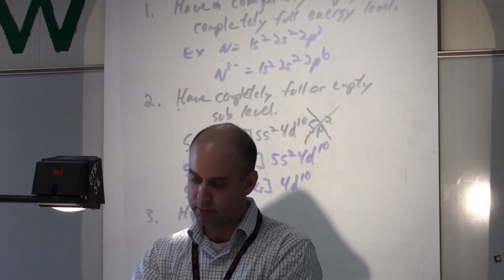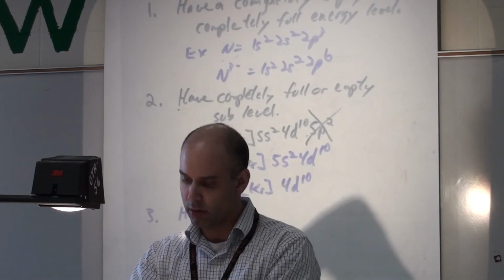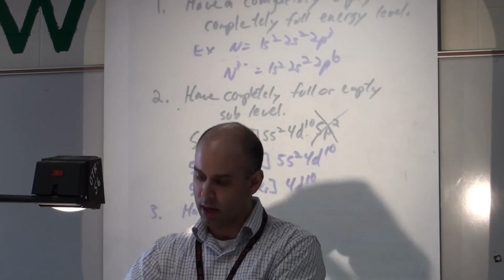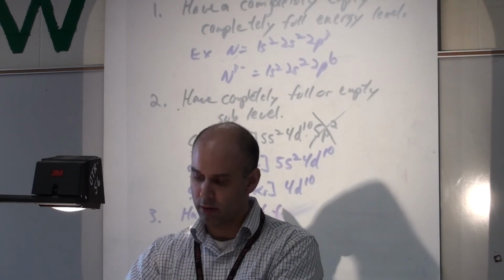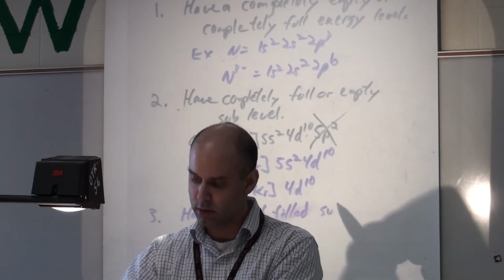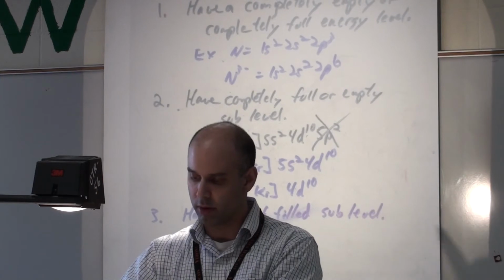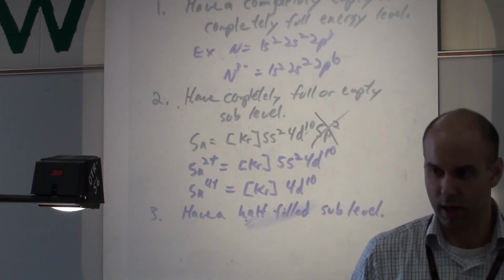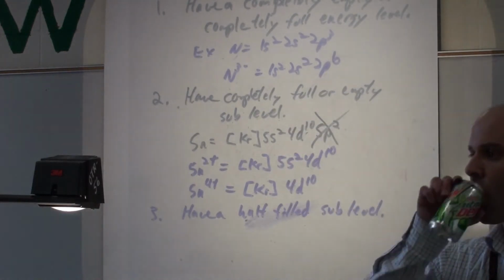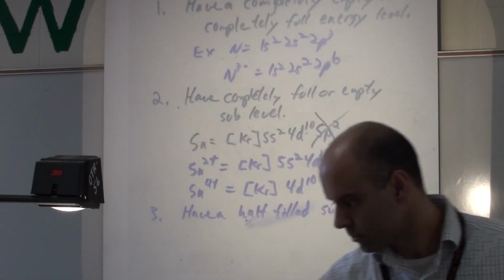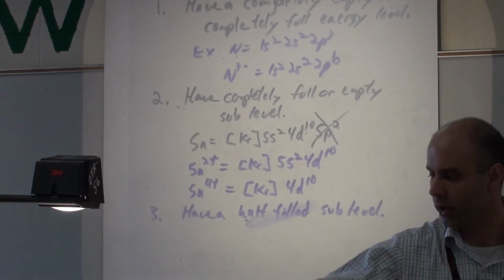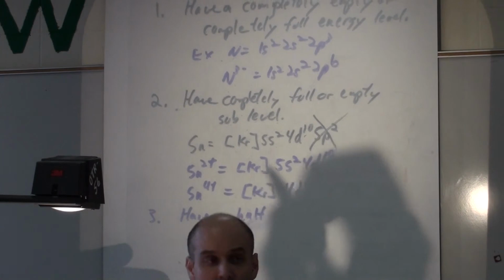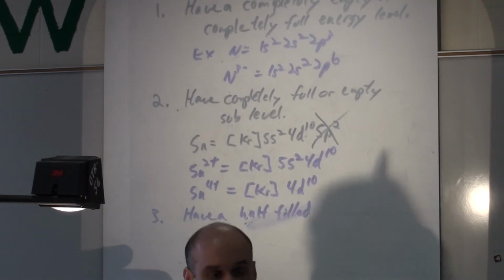Last rule. Have a half filled sublevel. That would be also good to have. So you try for 1. If you can't do 1, you try for 2. If you can't do 2, try for 3. And an example of this is iron.